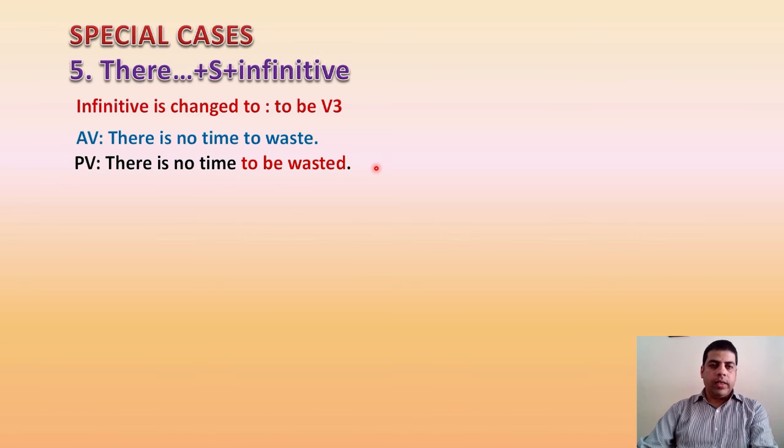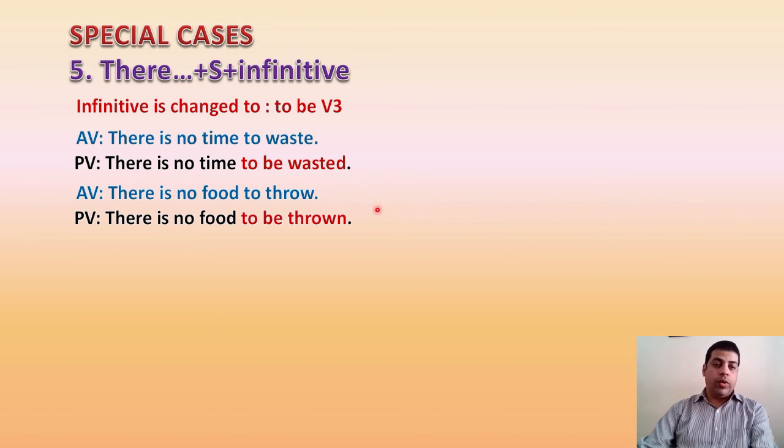Let's look at one more example. There is no food to throw. Here what will you do? There is no food plus to be plus V3 of throw, that is thrown. So there is no food to be thrown. That will be the answer. Now let's look at special case 6.